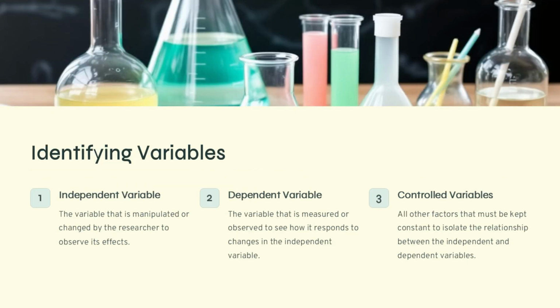The image on this slide shows various scientific lab equipment like beakers, test tubes, and pipettes set up on a wooden table with a chalkboard background. This slide is focused on identifying the different types of variables in a scientific experiment.